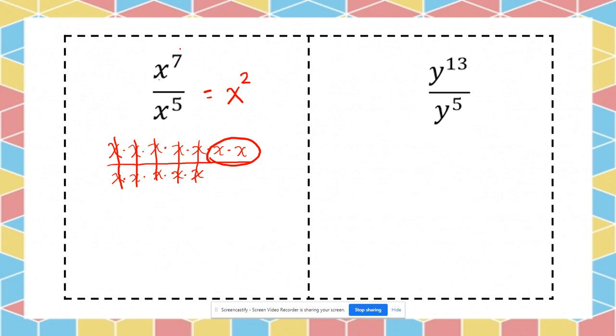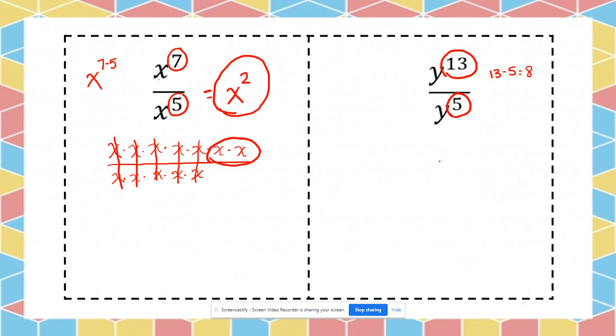I could have also done that just by taking my exponent of 7 and my exponent of 5 and saying x to the 7 minus 5 power. And 7 minus 5 would give me 2. So x to the 2nd power would be my solution. In this problem, I have y to the 13th divided by y to the 5th. So I'm going to take my exponent of 13 and my exponent of 5, and I'm going to subtract. If I do 13 minus 5, I get 8. So that means that the solution to this is y, because my base stays the same, to the 8th power.